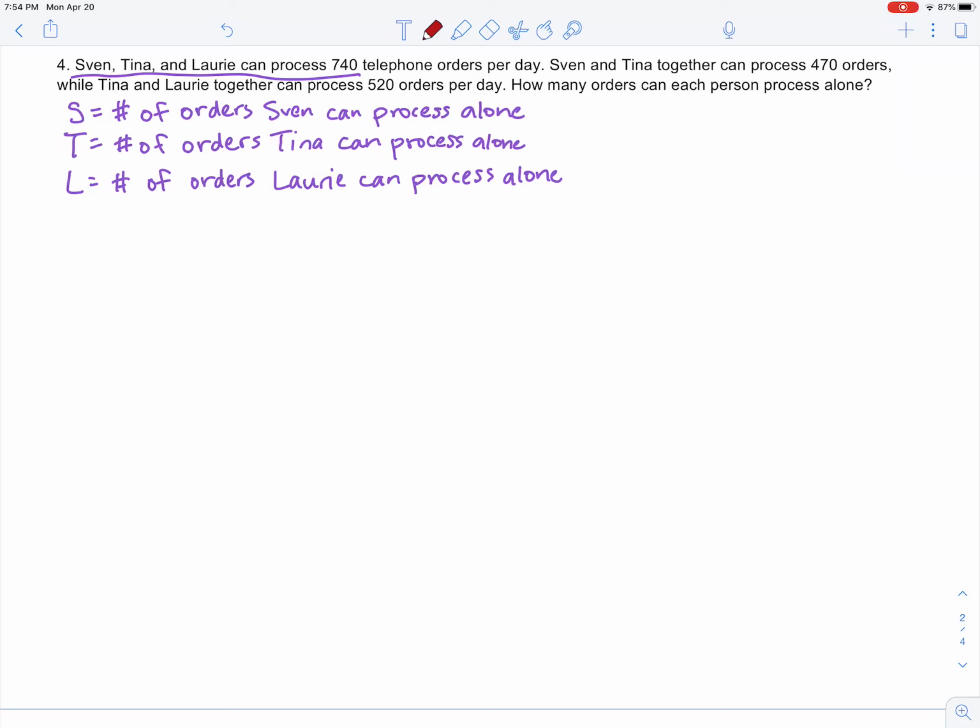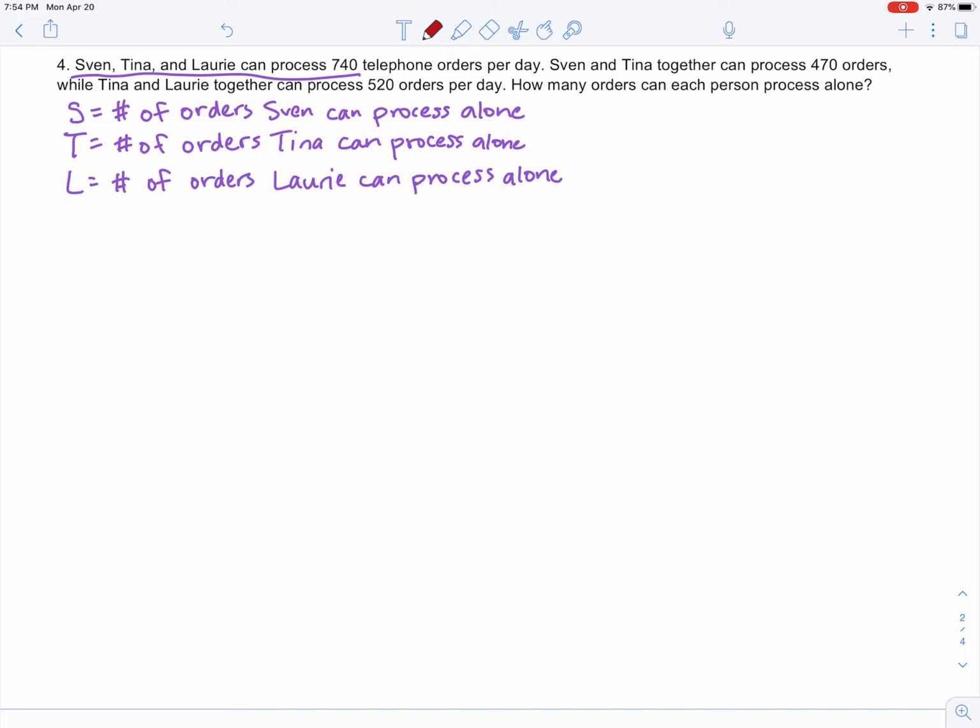Okay, so we're looking at number 4 here. Sven, Tina, and Lori can process 740 telephone orders per day. Sven and Tina together can process 470 orders, while Tina and Lori together can process 520 orders per day. How many orders can each person process alone?